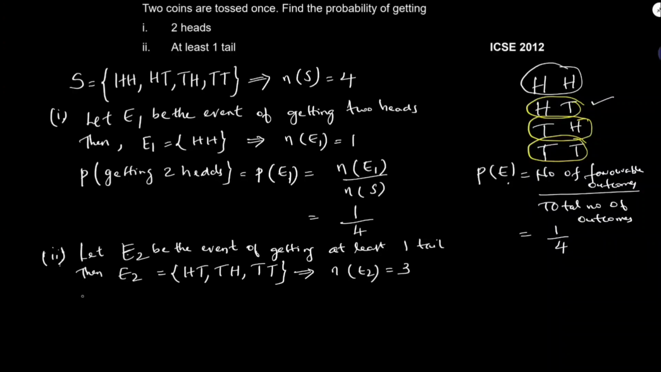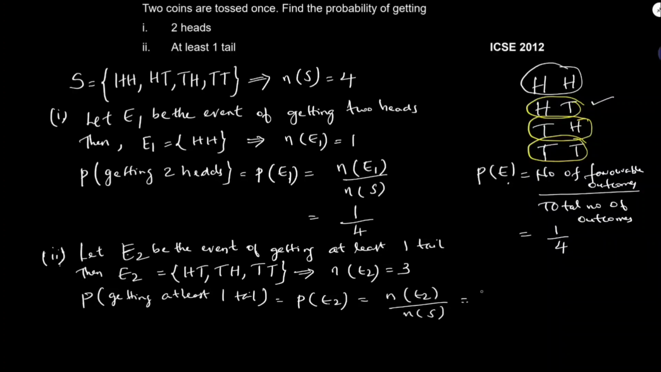So the probability of getting at least one tail, that is the probability of event E2, is the number of favorable outcomes by the total outcomes. That is nothing but 3 by 4, 3 upon 4.